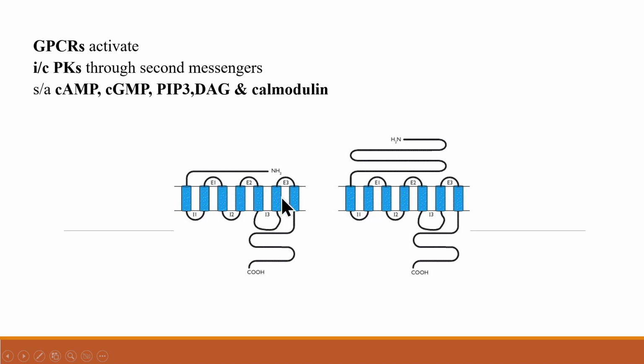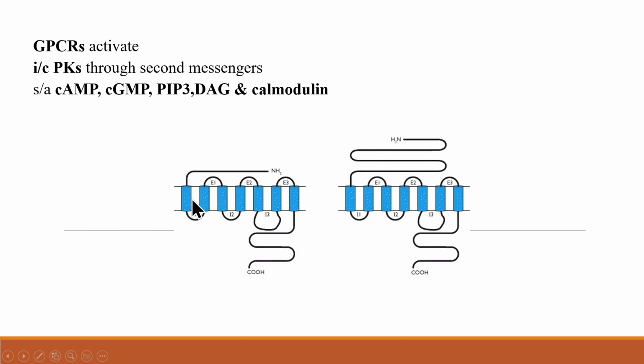This is the diagram of a G protein coupled receptor. It has an extracellular amino terminal domain. This domain binds to its specific ligand. There are 7 transmembrane domains in this G protein coupled receptor, which anchor the receptor to the cell membrane, to the lipid bilayer.